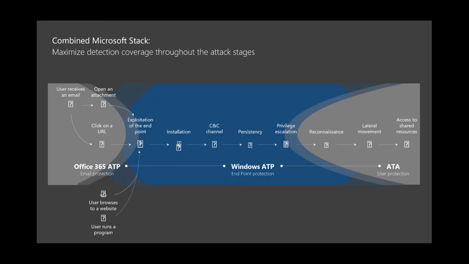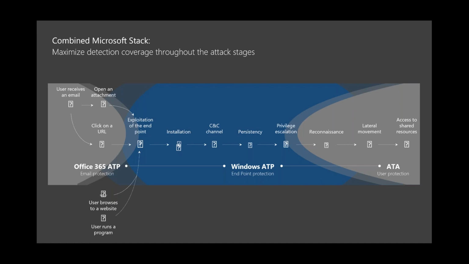Okay. One of the last slides here I do want to show, and then I'd like to open up for questions, is if you look across the Microsoft stack, we have these three products: Office 365 Advanced Threat Protection, Windows Advanced Threat Protection, and Advanced Threat Analytics, which is actually being renamed to Azure Advanced Threat Protection. Well, each of these three products talk to each other. So if my user gets an email, they open the attachments, or they click on the URL, and it happens to run code, well, Windows Defender will pick that up.